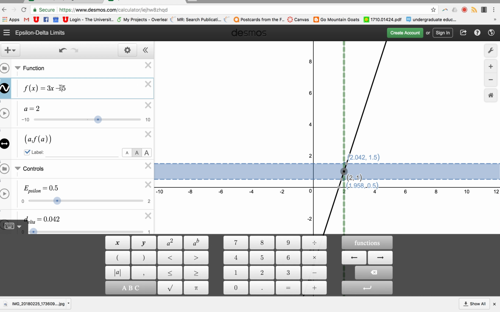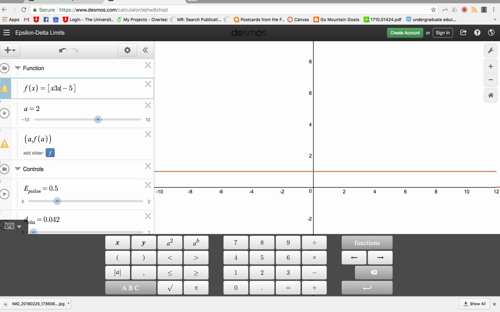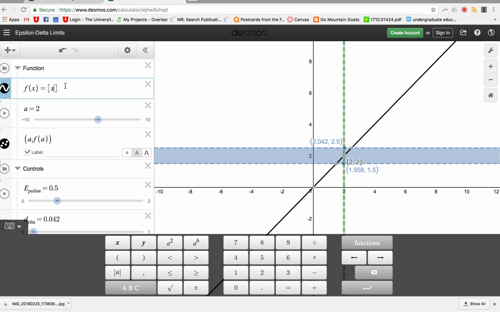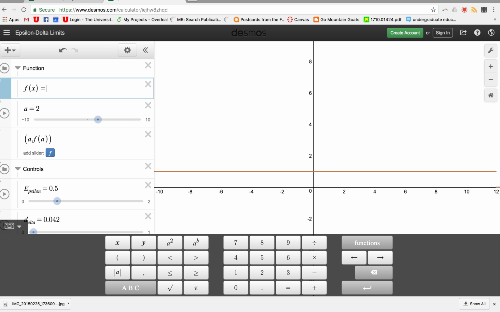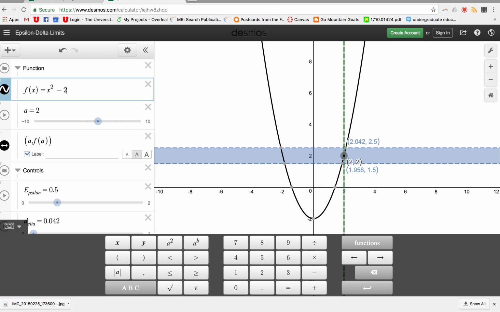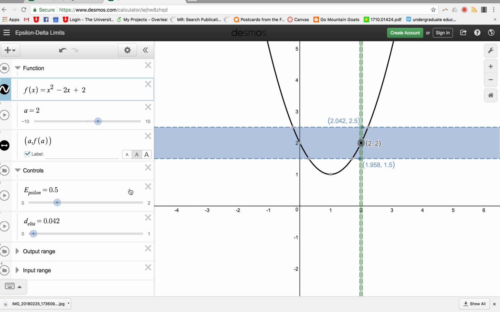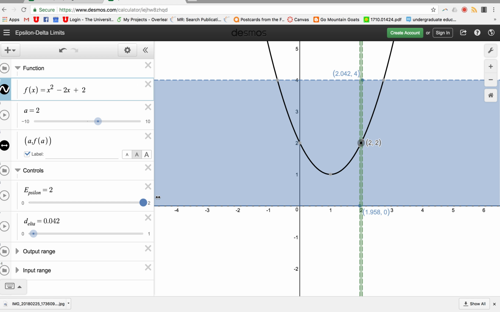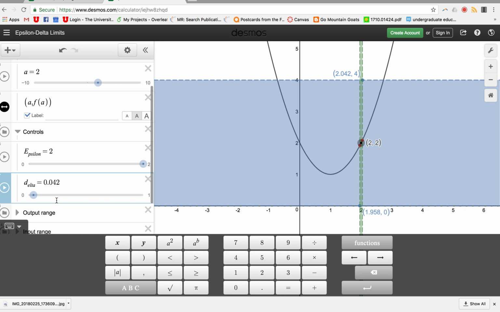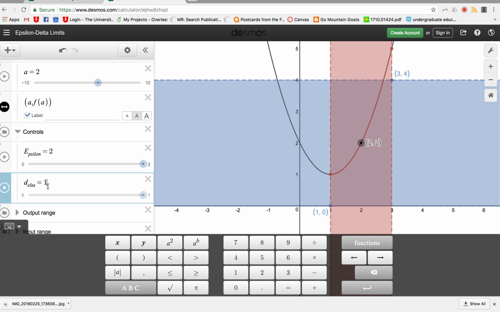And so just to give you an idea of these sorts of functions, maybe let's do another one. I wonder what would happen if I did something like this. Let's just do something like x squared minus 2x plus 2, and let's again show that it's continuous at the point a equals 2. So we can zoom in a little bit here. We can let our epsilon be 2, and let's see what our delta range can be. Let's make delta a little bit bigger. Let's see if we make it as big as 1.